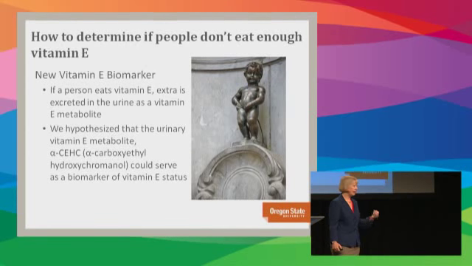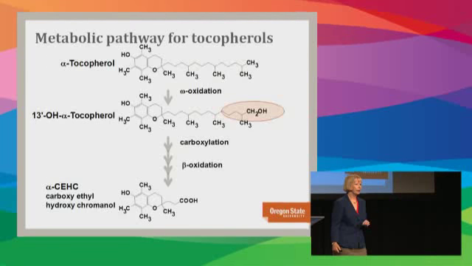Turns out that once you have a little too much vitamin E in the liver, it starts metabolizing the vitamin E, and we excrete it in the urine. So if we collect the urine, we can tell is somebody adequate or not, hypothetically. So this is the pathway for all of you who haven't heard about CEHC. It is carboxyethyl hydroxychromanol. We're going to call it CEHC. You start off with your vitamin E molecule, you hydroxylate the tail, you go through a series of beta oxidations to get to this molecule.